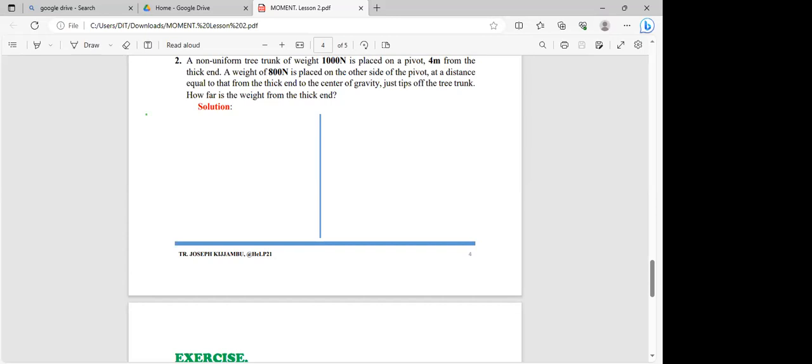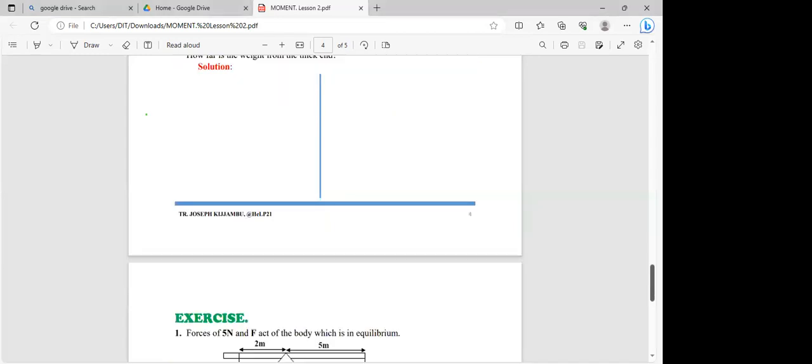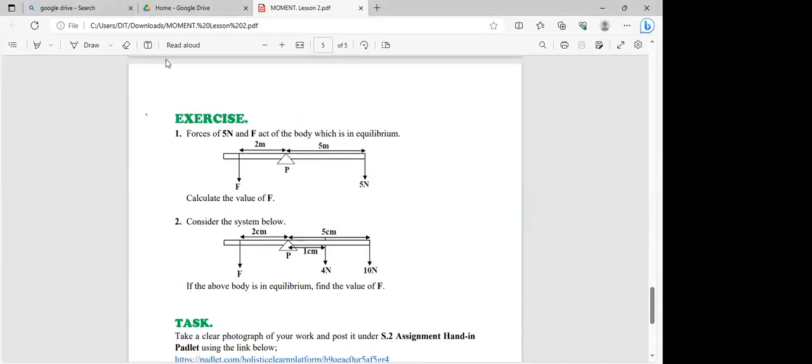Is here. We have a non-uniform tree trunk. Someone is asking me to help with number 2, where we get 27. Okay. Briefly, this is how number 2 is going to be done.